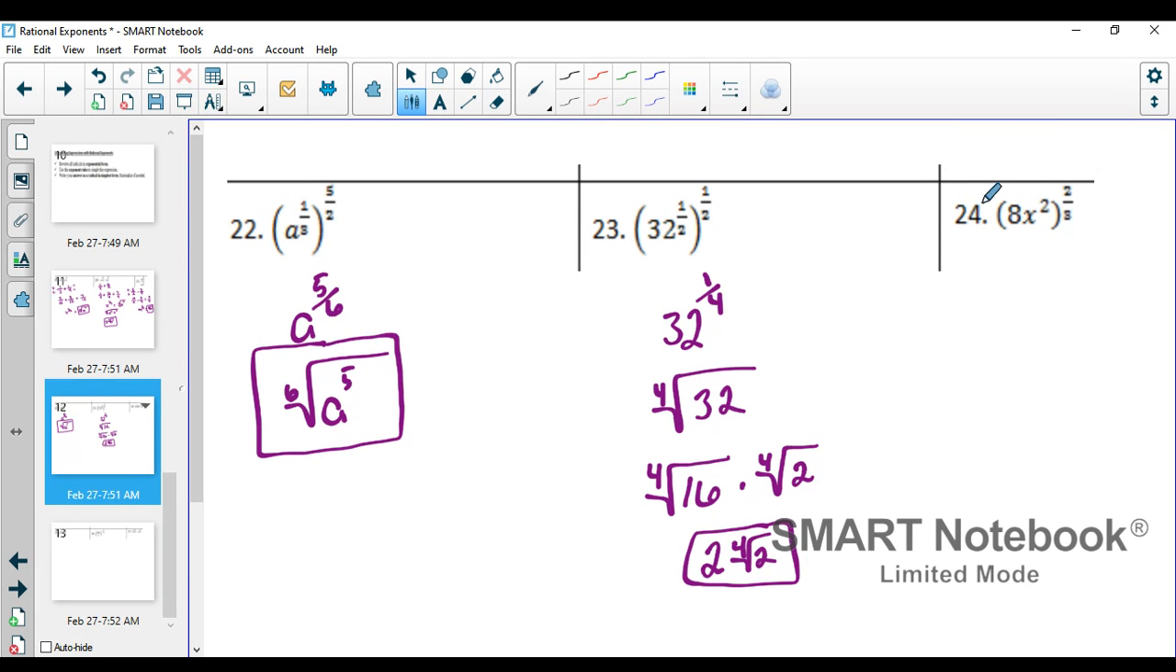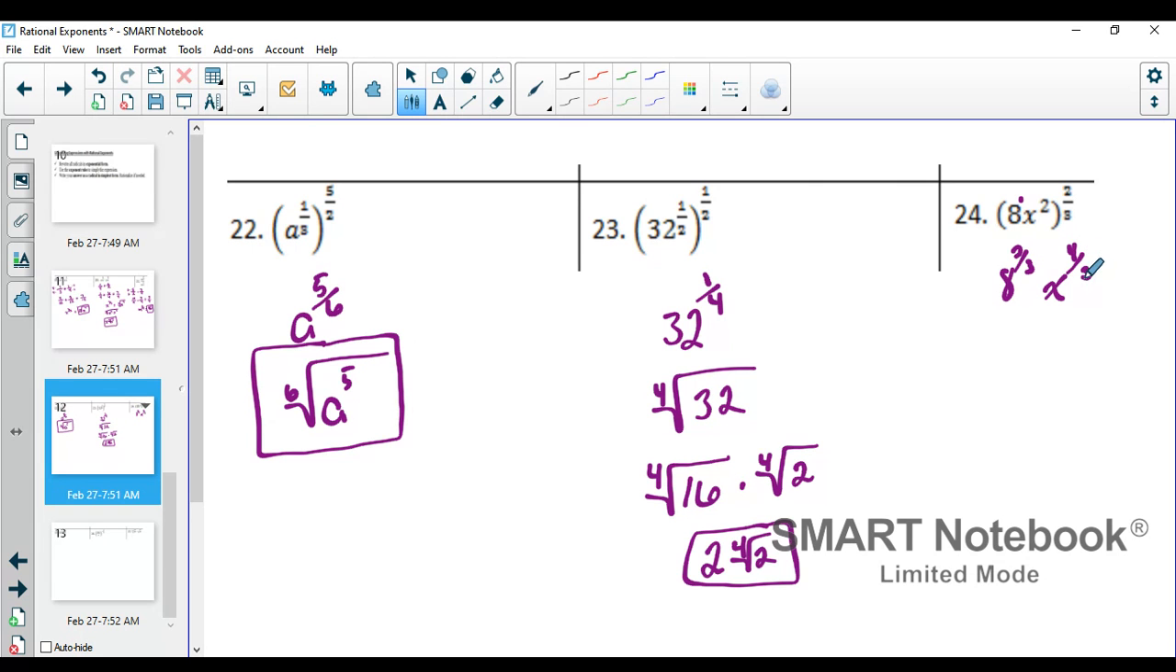All right, so for 24, we have 8x squared to the 2/3 power. So let's write this and multiply. So 8 to the 1st power is 8 to the 2/3, because 1 times 2/3 is 2/3. Now we have x squared to the 2/3 power. So we're multiplying 2 times 2/3, which is x to the 4/3 power.